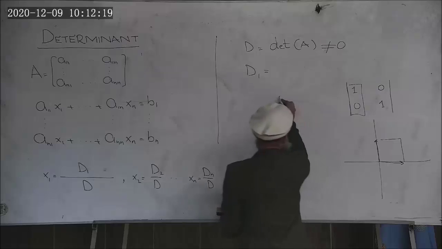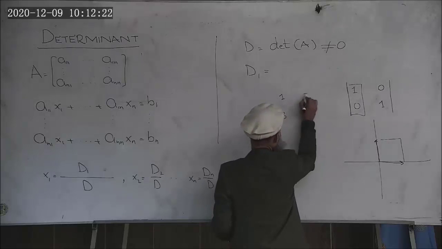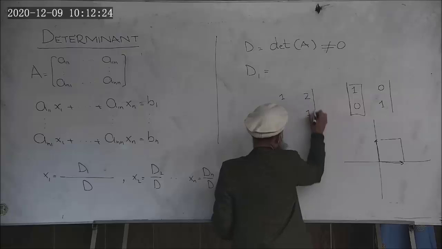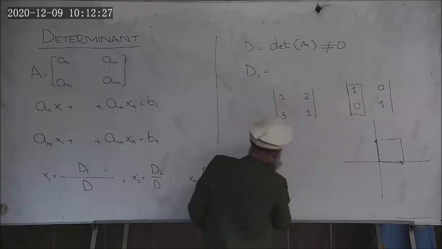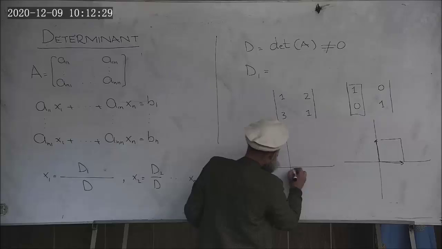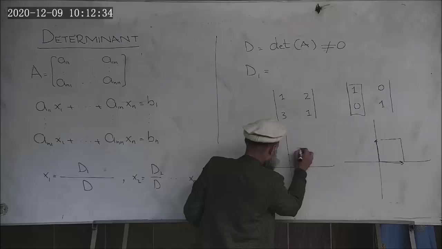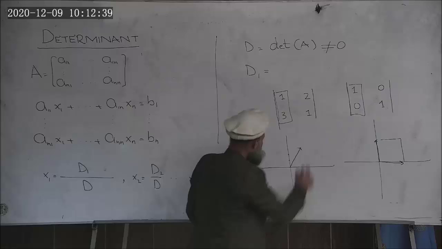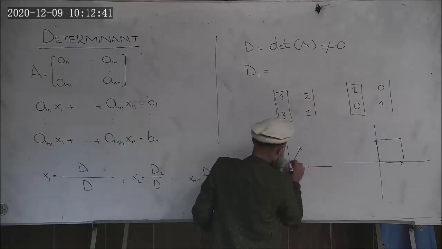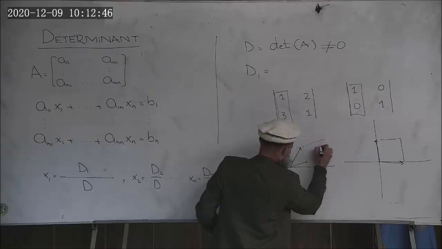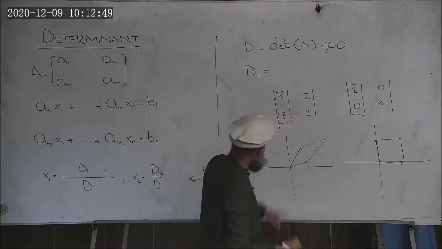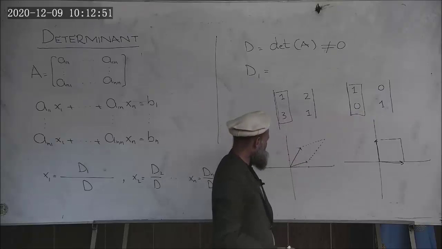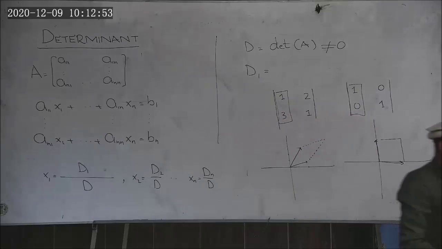If you have another parallelogram, 1, 3 and 2, 1, let's say, what is that determinant? What is that vector? Here is 1, and 1, 2, 3. So this vector is 1, 3. What is vector 2, 1? Here 2 and 1. So the determinant of this matrix is the area of this parallelogram.